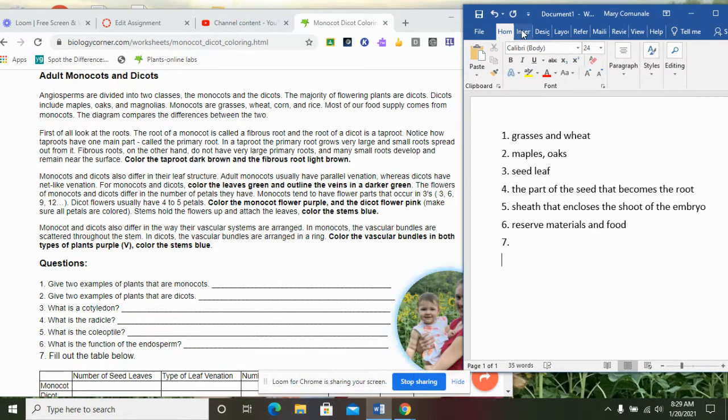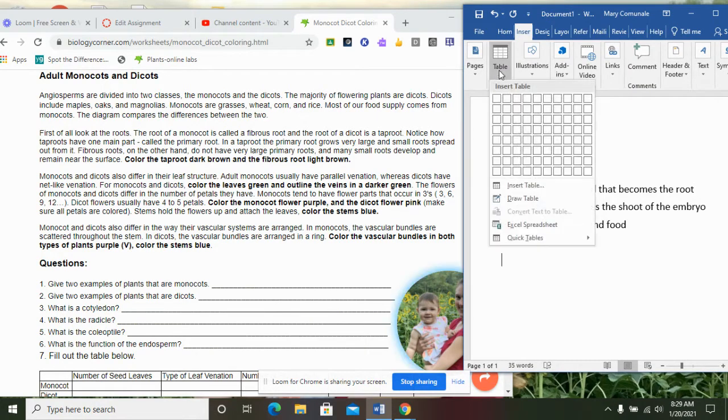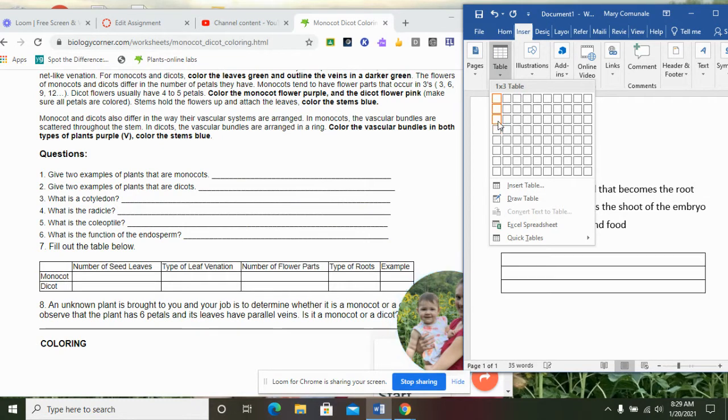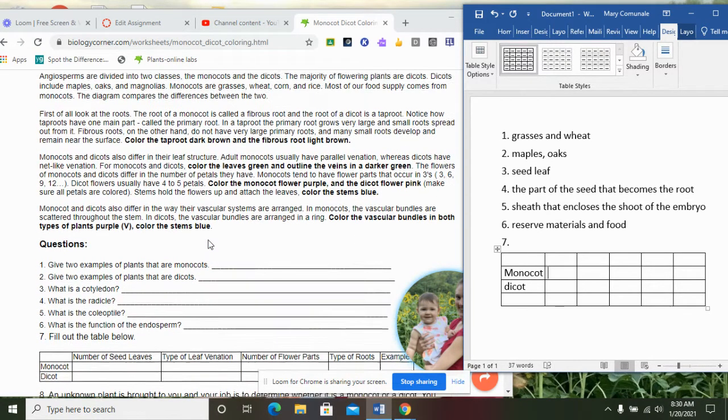Let's see, I need to insert a table. That's 3 by 1, 2, 3, 4, 5, 6. Okay. How did I get 4? I don't know. Monocot, dicot. Okay. So the first thing we're looking for is the number of seed leaves.